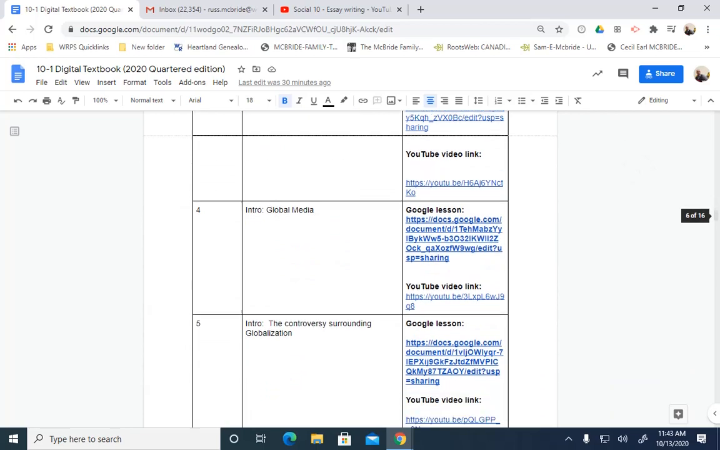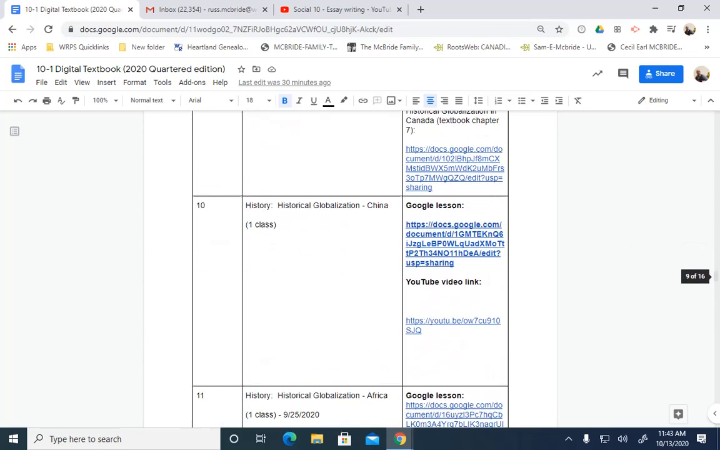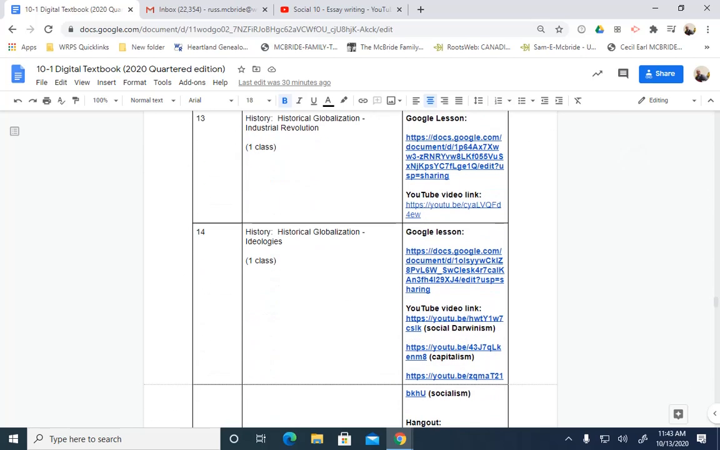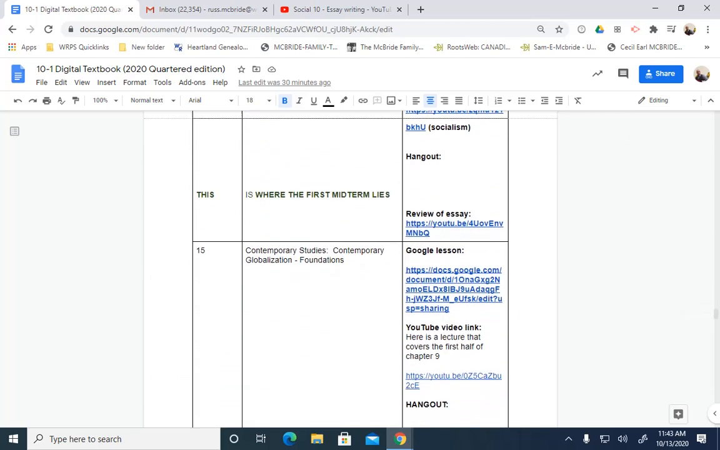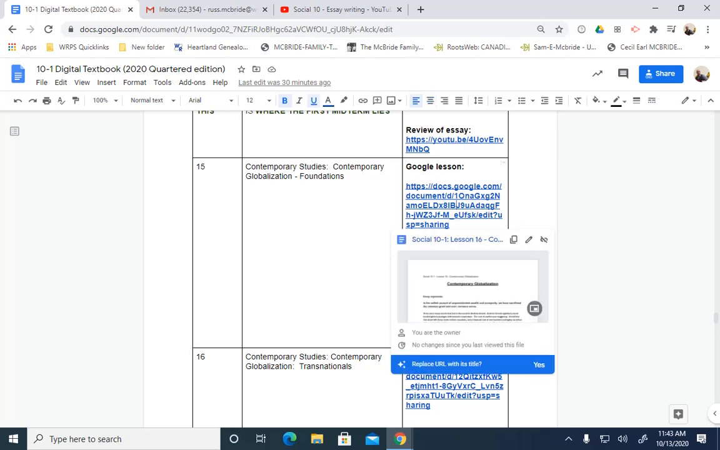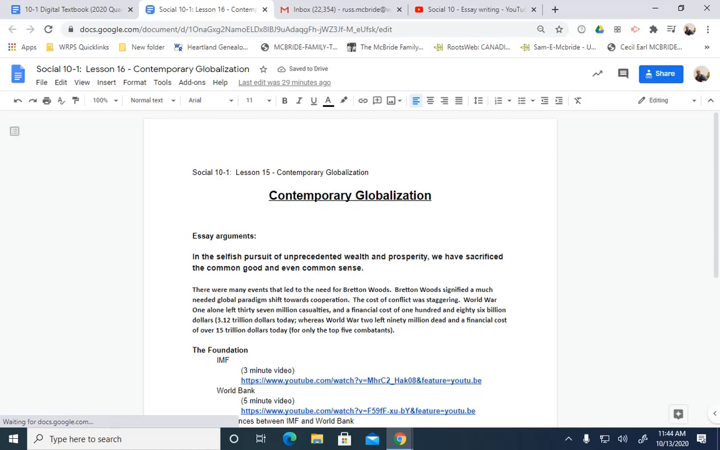So for example, today we have moved into the foundation of contemporary globalization with lesson 15. And then tomorrow we'll be beginning contemporary globalization transnationals. In that digital textbook that I shared with you, you can always just open up those documents and that tells you what we're doing that day. I often will give some kind of reference to this in Google Classroom as well.